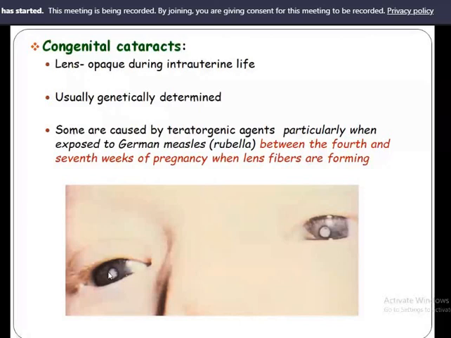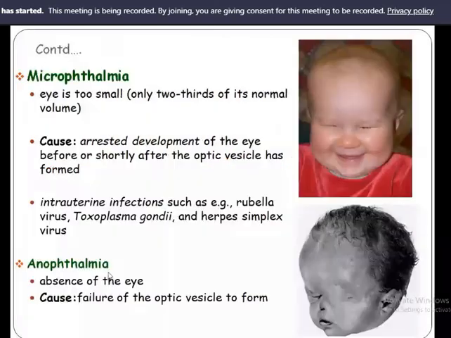Now, microphthalmia: the eyes are very small compared to normal. The cause is mainly that the development of the eye is arrested after or before the formation of the optic vesicle, which may lead to a small eye. Intrauterine infection, such as rubella virus, can cause it.